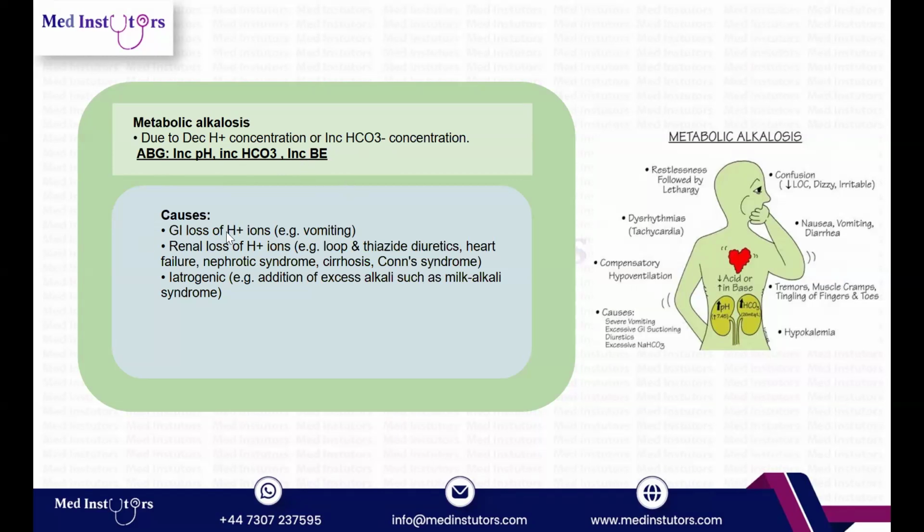Causes: GI loss of hydrogen ion, maybe in vomiting. Renal loss of hydrogen ion, for example, if a person is taking loop diuretics and thiazide diuretics, that could lead to renal loss of hydrogen ions. Then we have iatrogenic causes, like excess alkali, such as milk alkali syndrome.